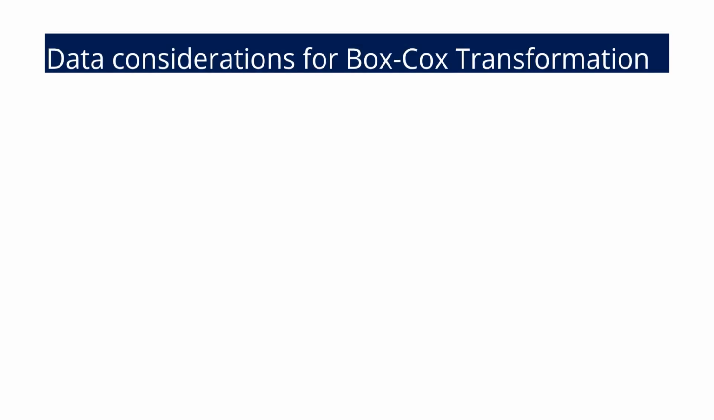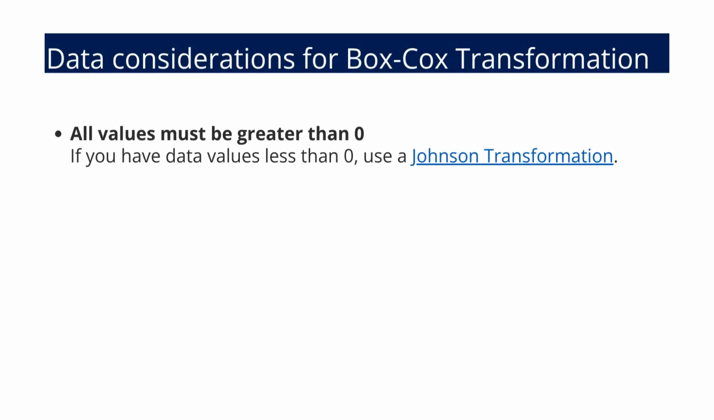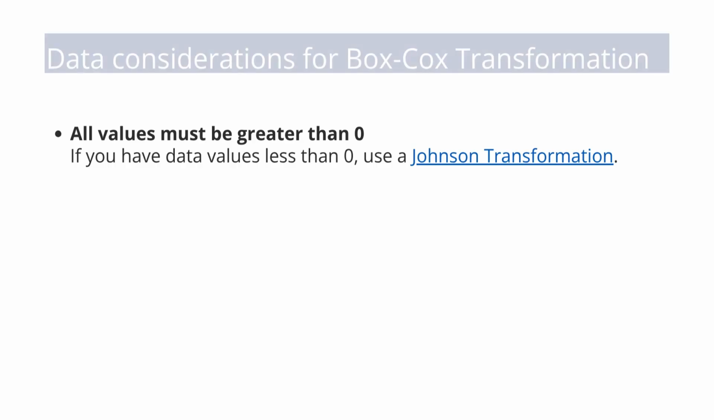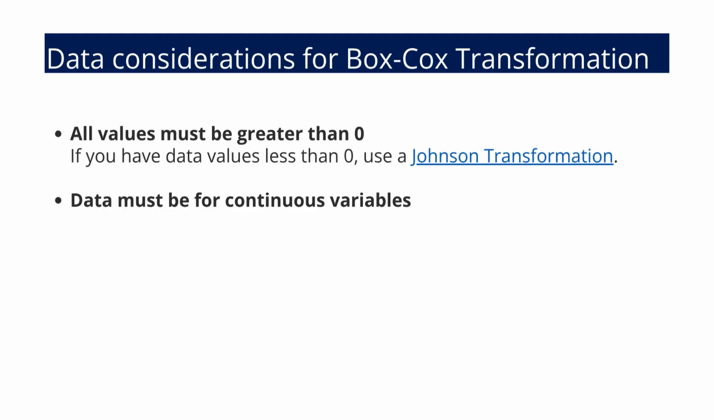Two key data considerations for performing a Box-Cox transformation. All values must be greater than 0. If the data contains values less than 0, the Box-Cox transformation cannot be used. In that case, the Johnson transformation should be used instead. Secondly, data must be for continuous variables. The Box-Cox transformation is designed to work with continuous variables, not discrete or categorical variables.